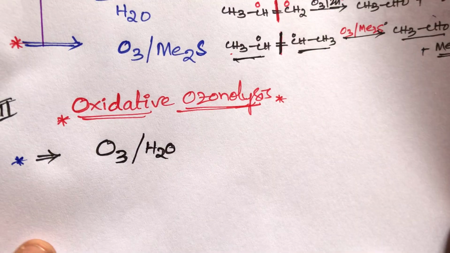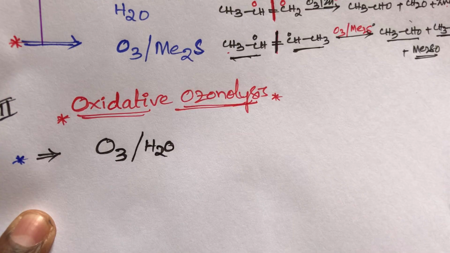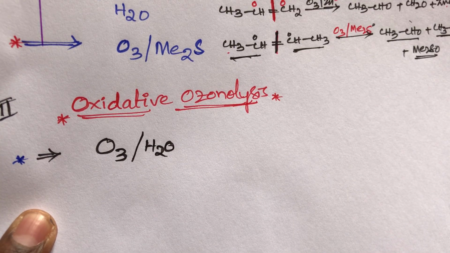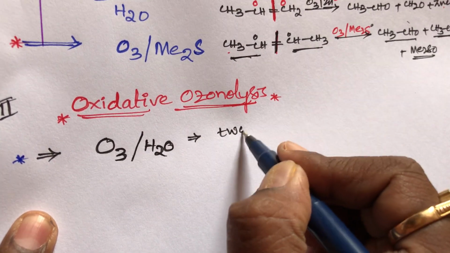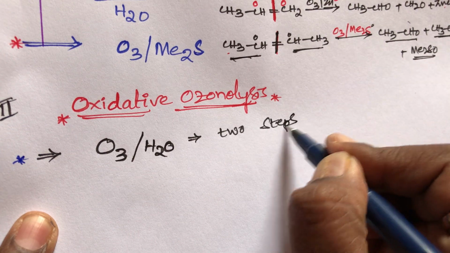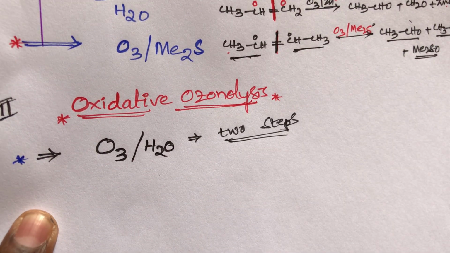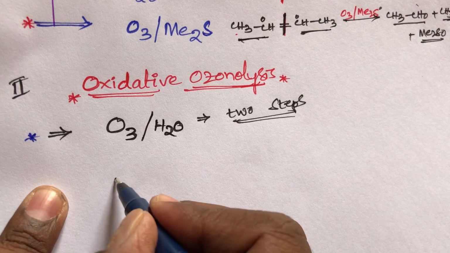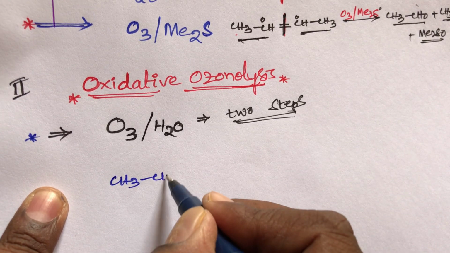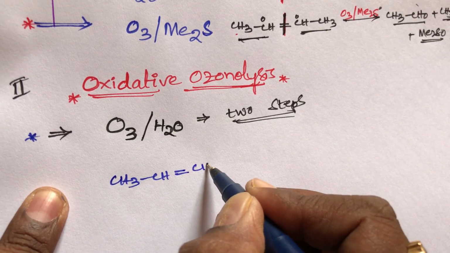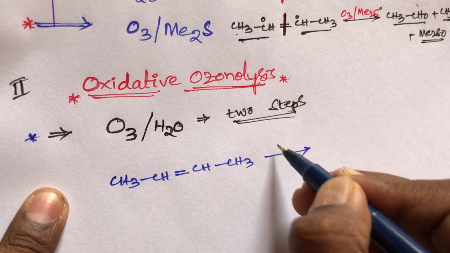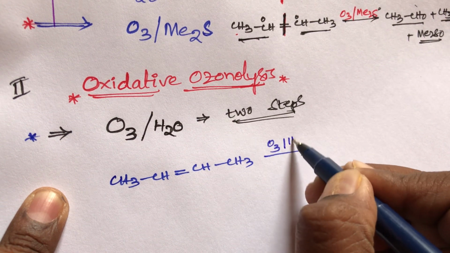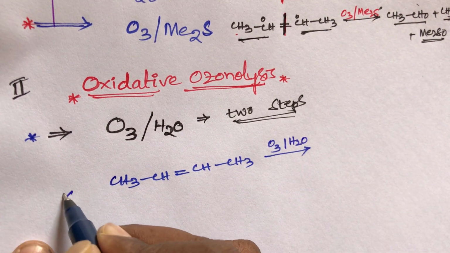But now the next one is oxidative ozonolysis. In oxidative ozonolysis, it is a two-step reaction. Simply remember, it is a two-step reaction. Now take the example CH3 CH double bond CH CH3. Now take O3 followed by water, because it belongs to oxidative ozonolysis.